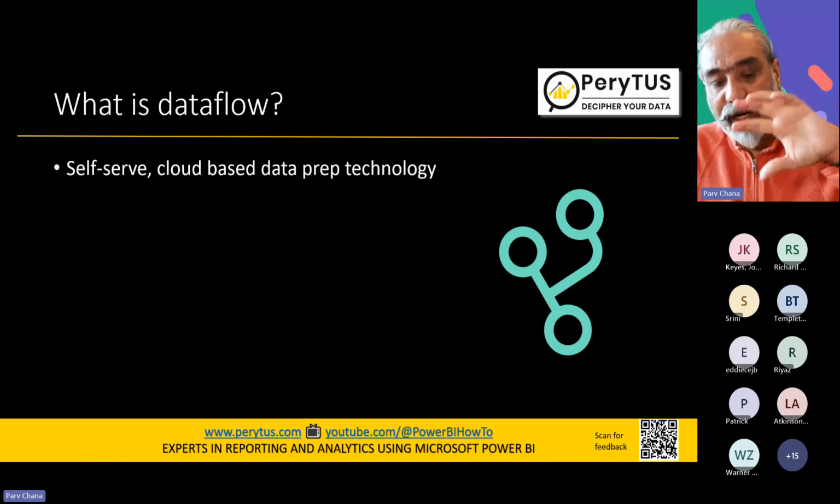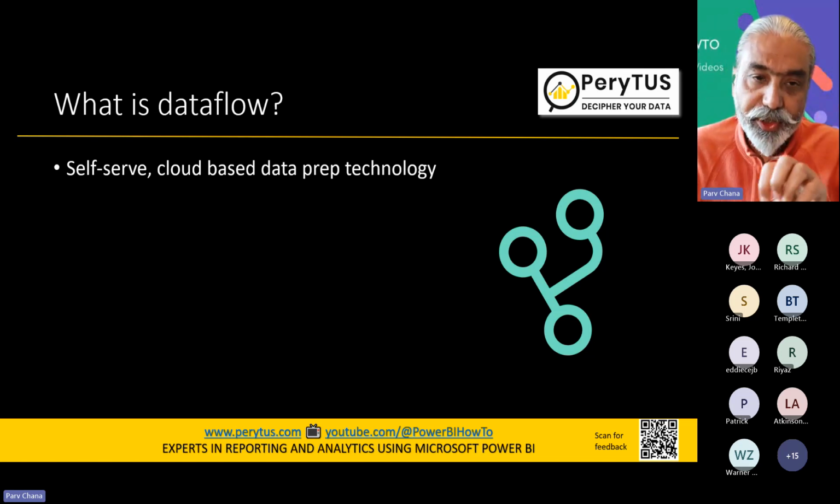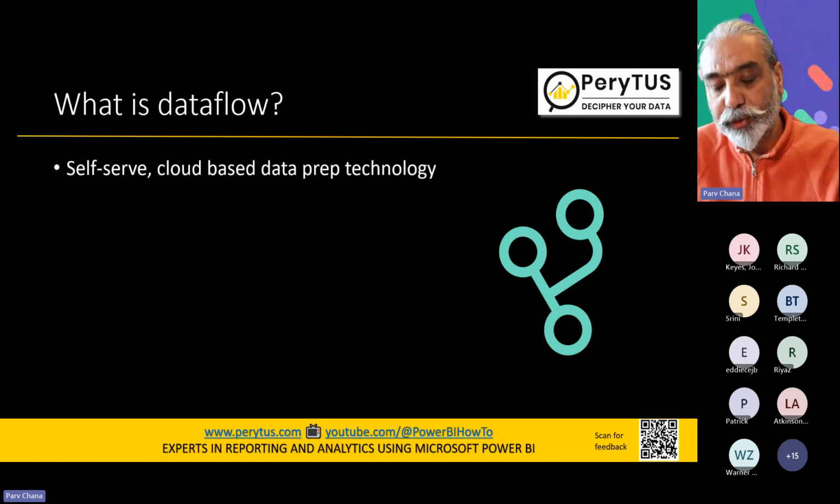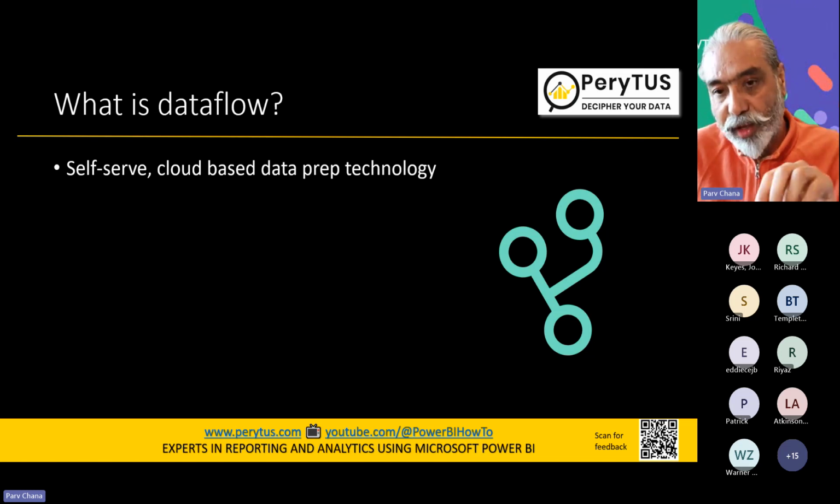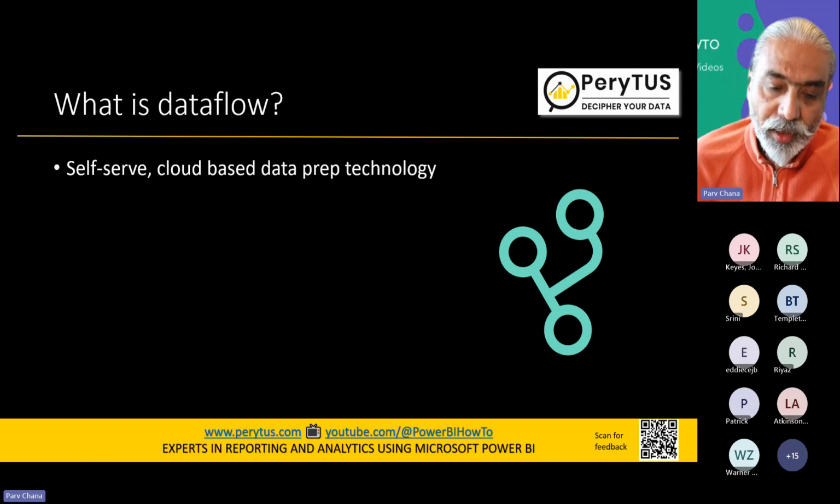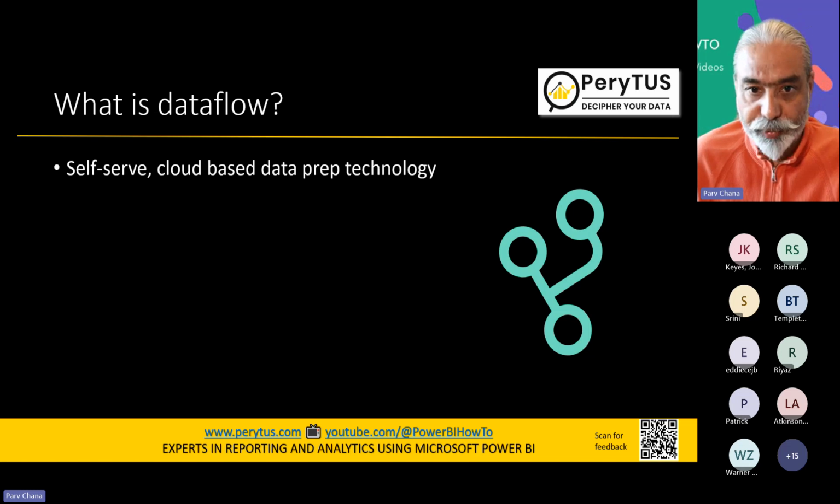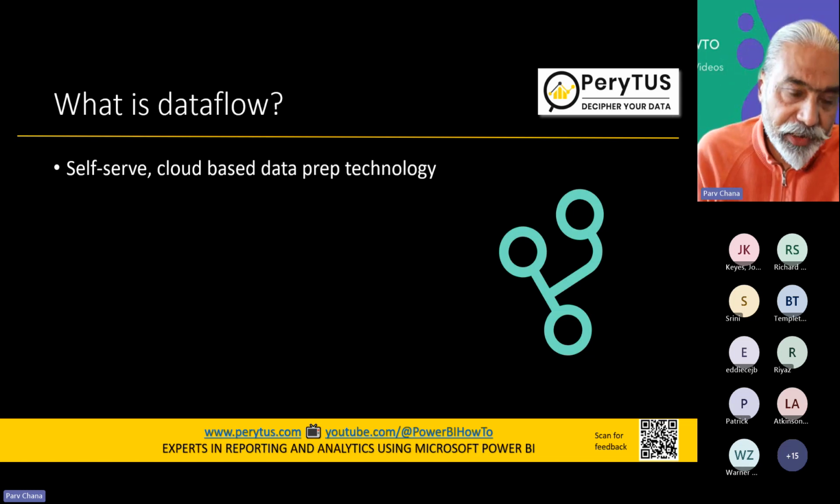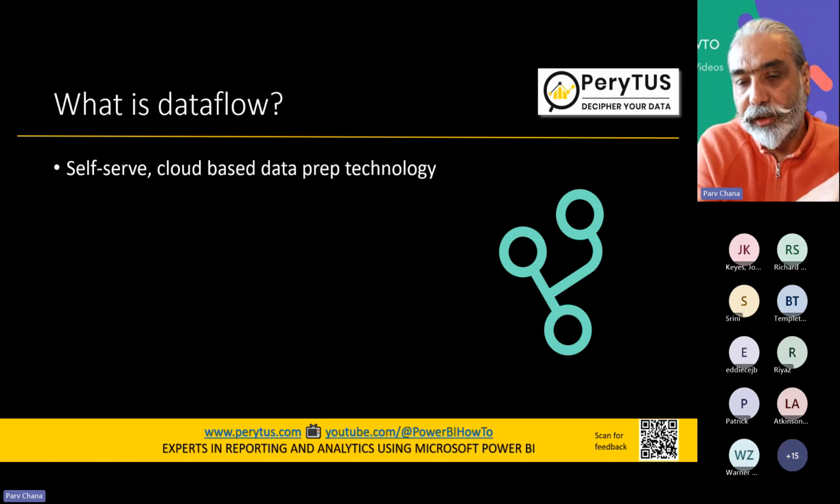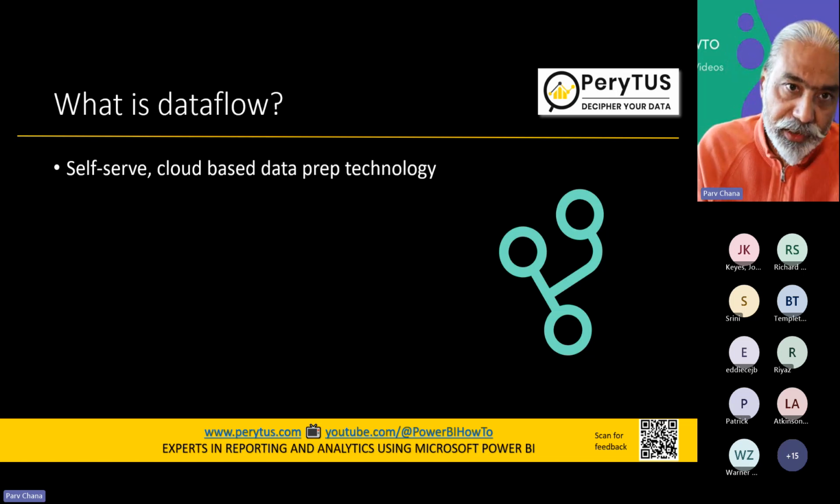Basically, you're connecting to the source, transforming the data using Power Query M language, and then you have the output with data flow. Actually, it used to store in Azure Blob storage, where you can then connect to the data flow. So that's what data flow is. Basically, it's low code using Power Query M language in the cloud. And that's what the technology is all about.